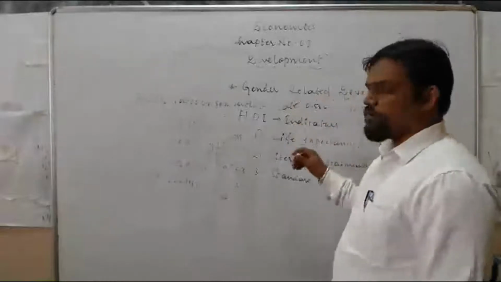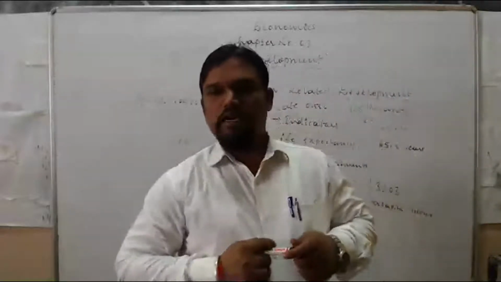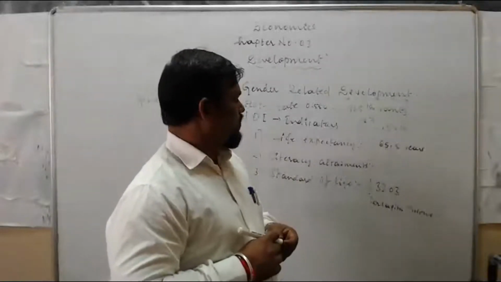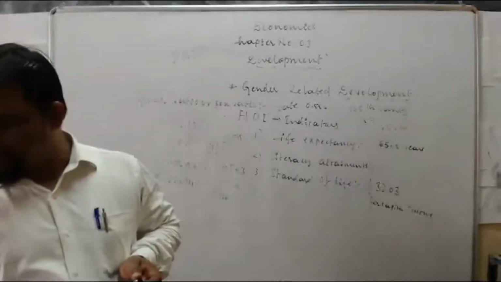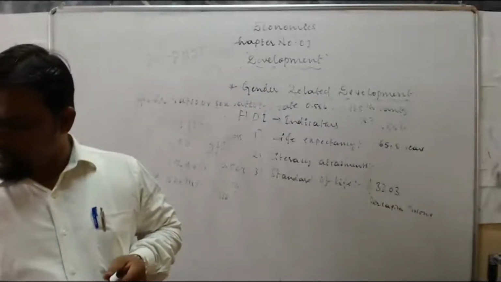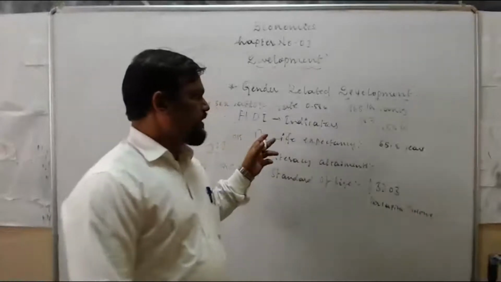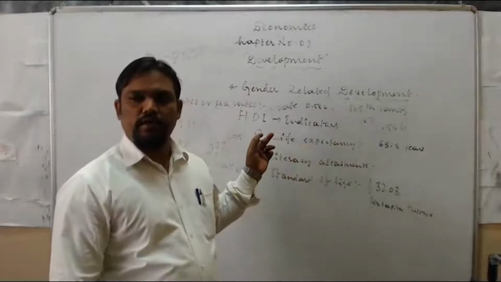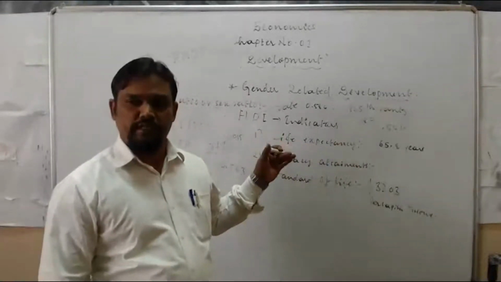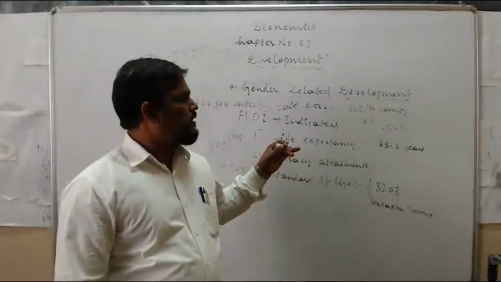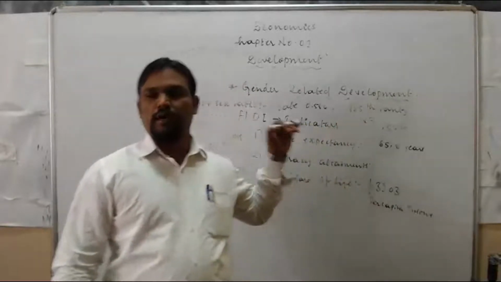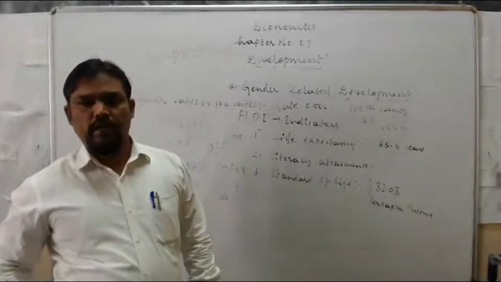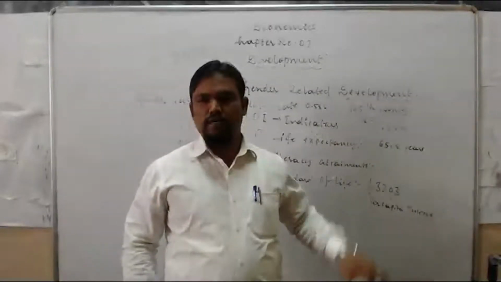But here, in case of HDI, in 2014, the HDI rate was 0.586. What was the HDI rate of India in 2014? 0.586, but the rank was 135th out of 187 countries. What was the rank? 135th rank out of 187 countries.